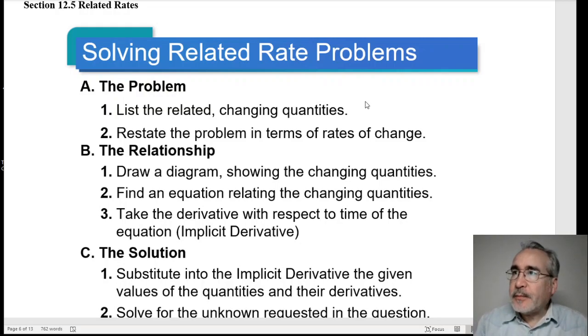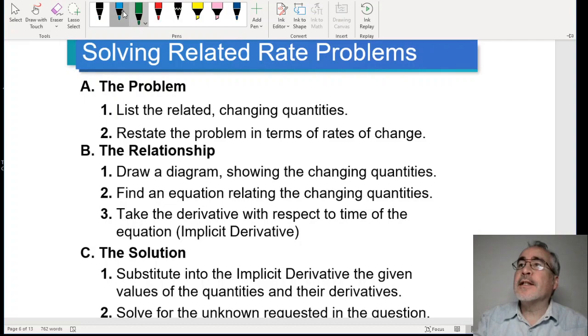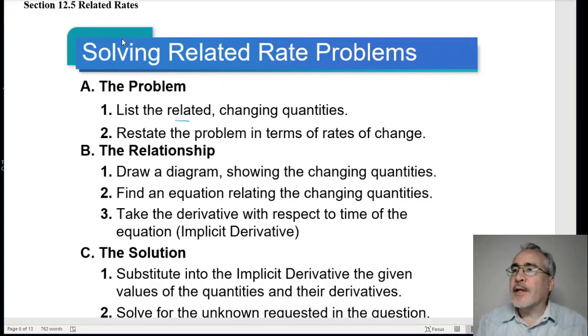So when we come to solving related rate problems, we first need to list the related changing quantities. So what are we talking about? We list out what the variables are. We're going to restate the problem in terms of rates of change. And remember, this is where the derivative comes in. Rates of change come from a derivative.